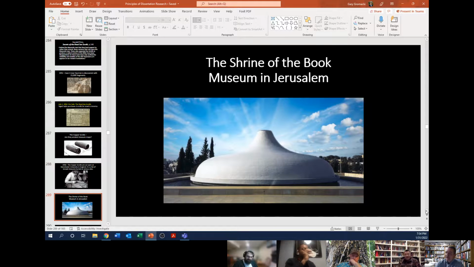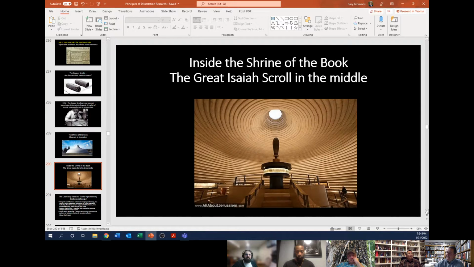If you go to Jerusalem, you want to make sure you go to the Shrine of the Book Museum. See how it looks like the top of the scroll jar. That's how they designed the museum to look. Of course, the Dead Sea Scrolls themselves are in a basement vault down below, but you do get to see their facsimiles. So that's inside the Shrine of the Book, the Great Isaiah Scroll in the middle.